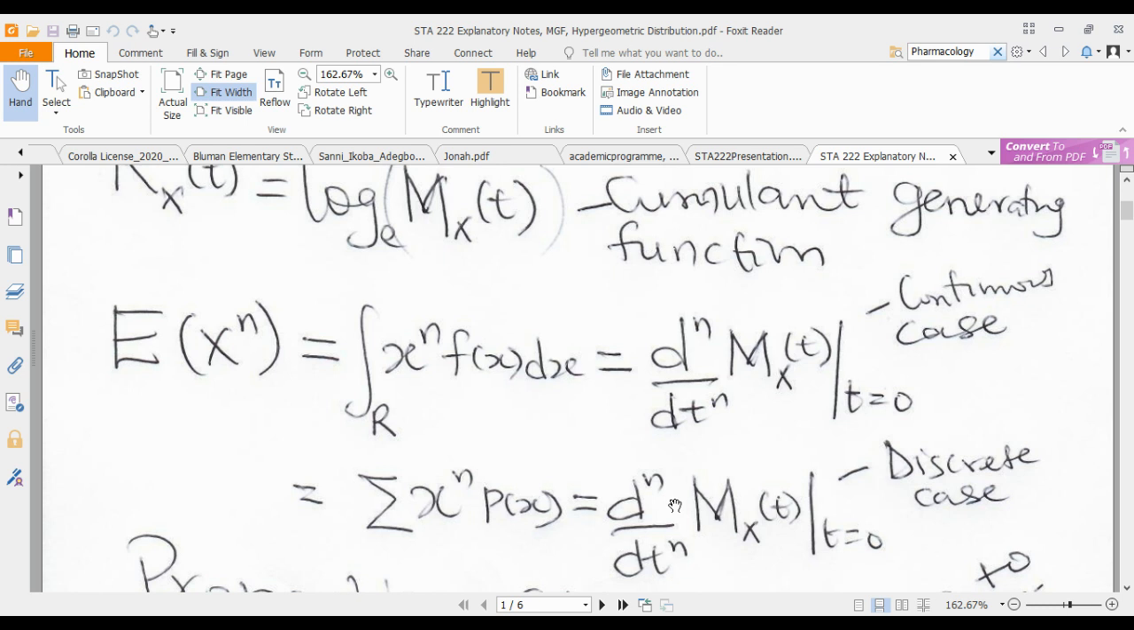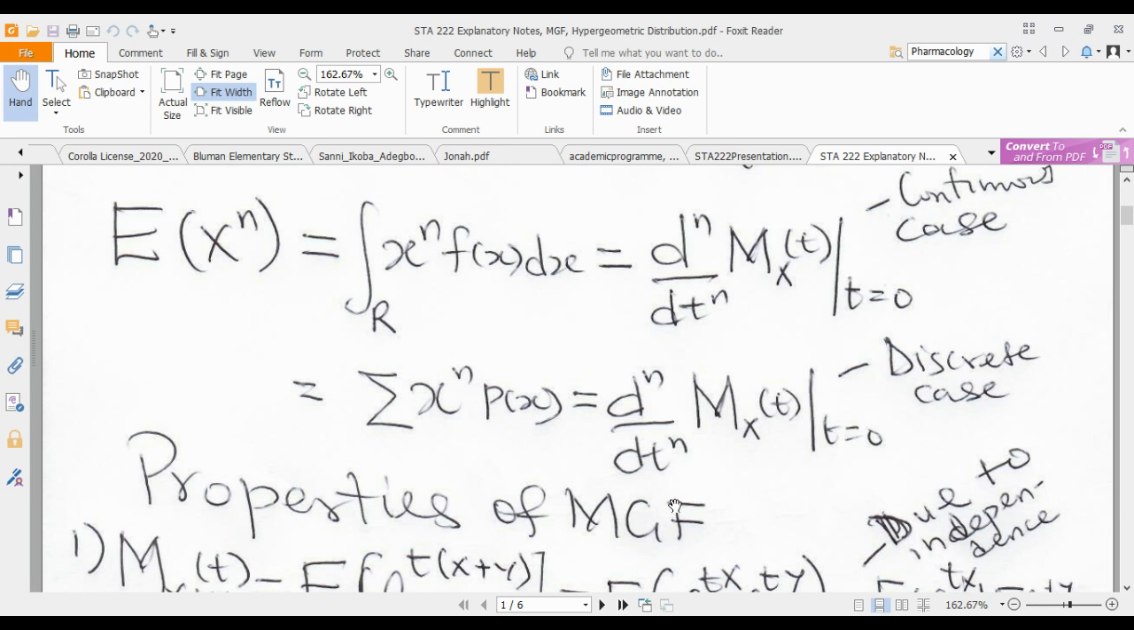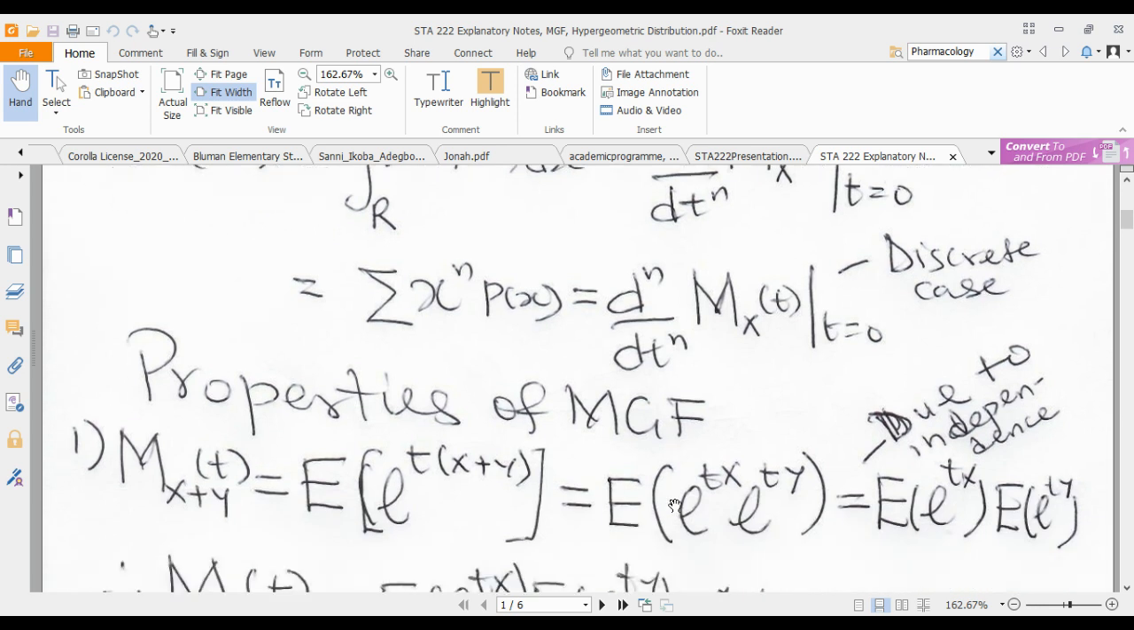The expected value of X to the power n can be obtained using the moment generating function. That is, differentiating the MGF n times and evaluating at t equal to 0 will give you the nth raw moment of any random variable.